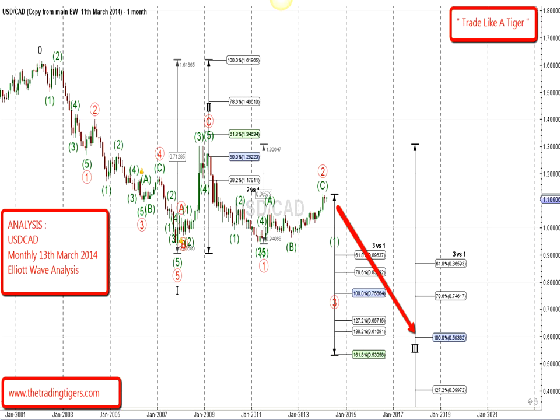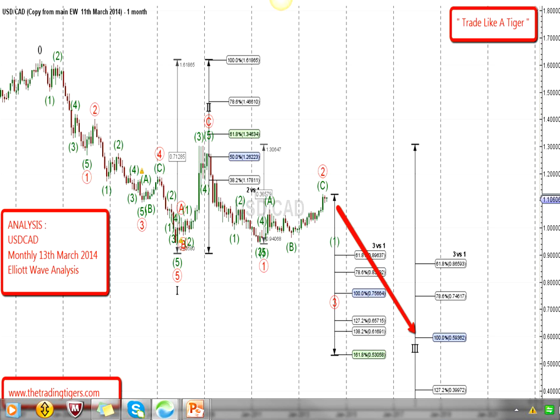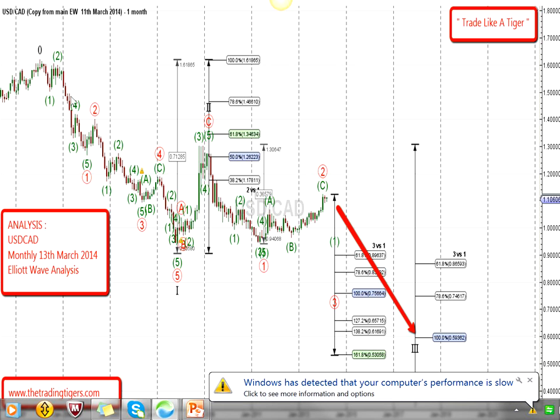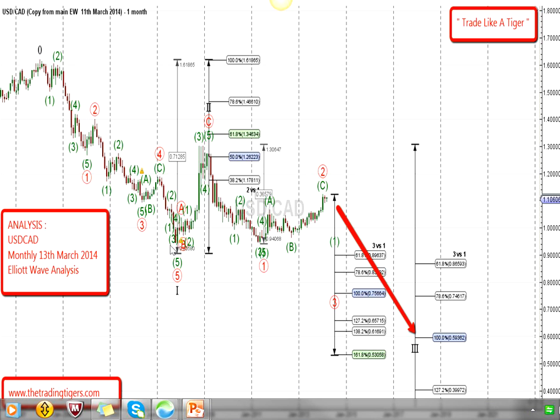Okay, so here we're looking at the monthly time frame of the United States against the CAD dollar. And what we're looking at is our Elliott Wave Analysis, which is telling us specifically that we've started our main count at 0.0 in January 2002, and the degree cycle closed in 2007. So it's a 5-year move it took to complete its 5 waves.